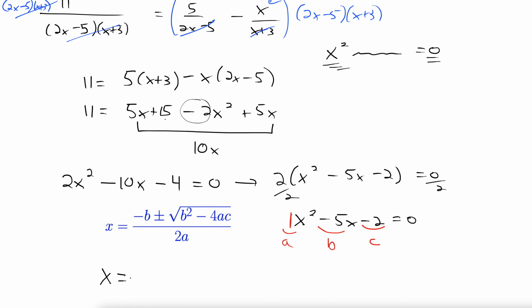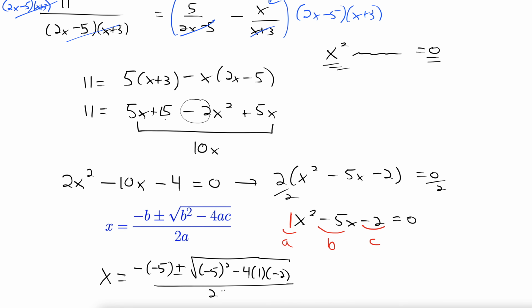We have x equals, all right, negative b, so negative negative 5, plus or minus the square root of b squared, so negative 5 squared, minus 4 times a, which is 1, times c, which is negative 2, all over 2 times a, which is 1.